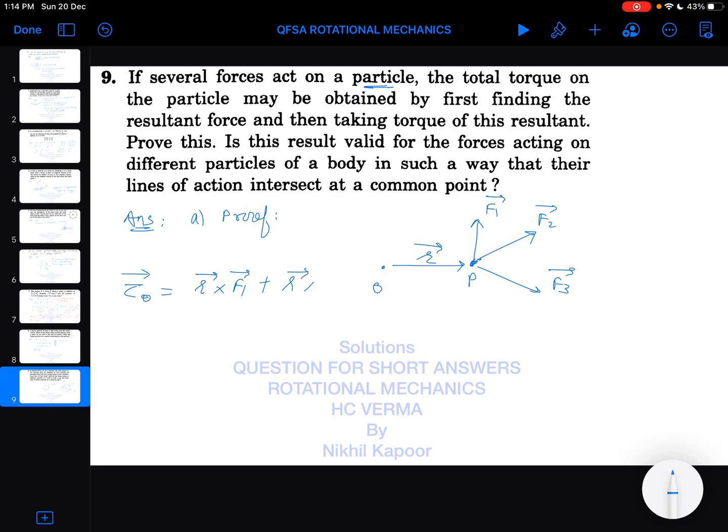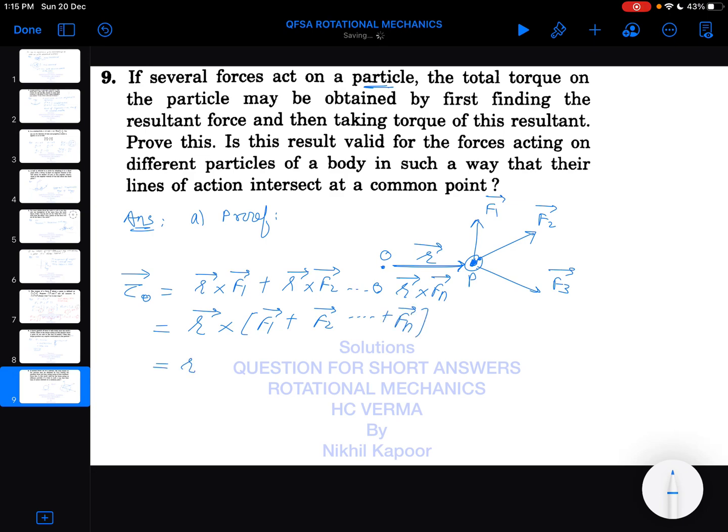So the total torque about point O would be equal to the vector addition of all the torques produced by the forces. So it will be R bar cross F1 bar, R bar cross F2 bar, and so on, R bar cross Fn bar. As all the forces are acting at the same point on the same particle, about the origin the position vector of all the forces is the same. So R bar can be taken as common, and that becomes F1 bar plus F2 bar and so on up to Fn bar, which clearly shows that it is R bar cross product with the resultant of these forces. Hence this is possible. Okay.